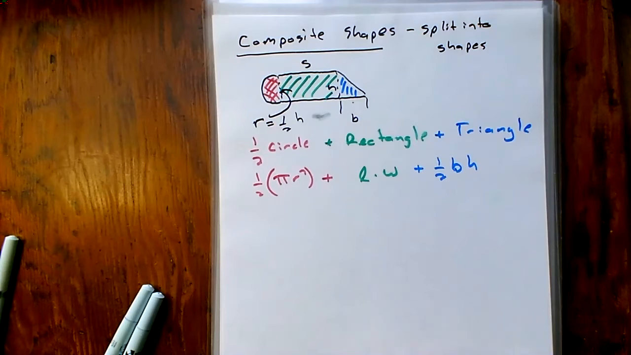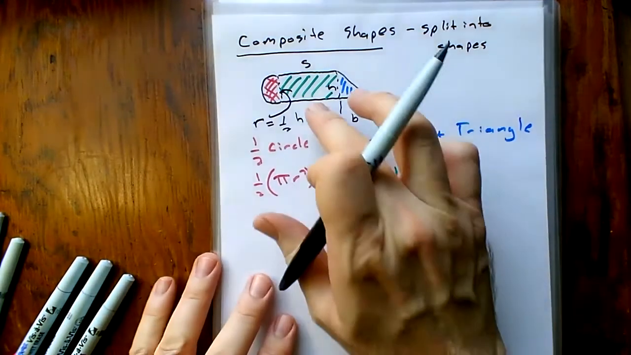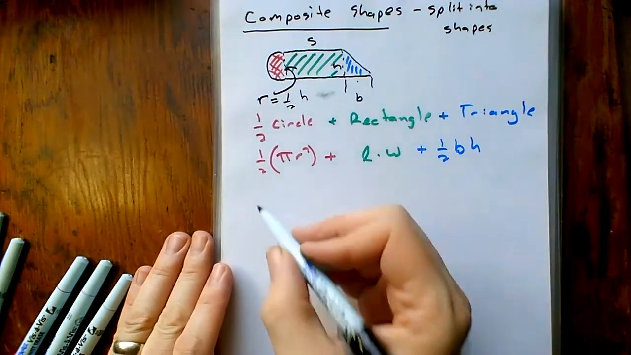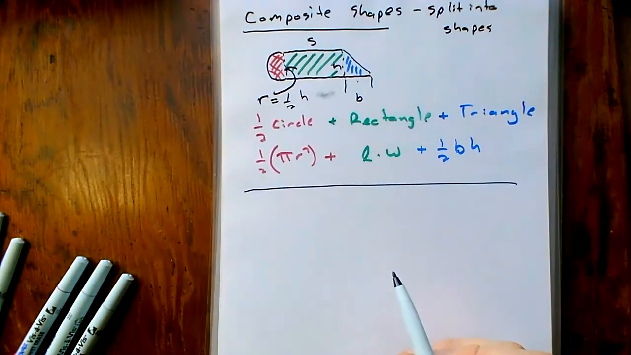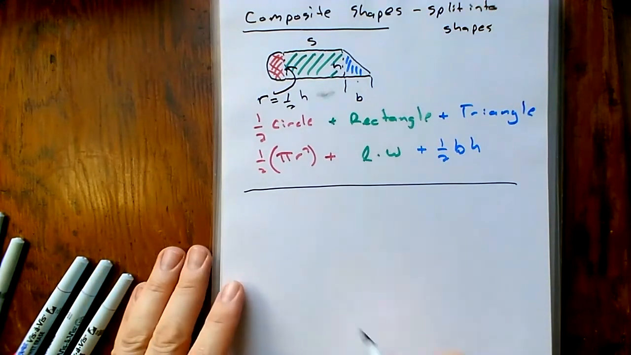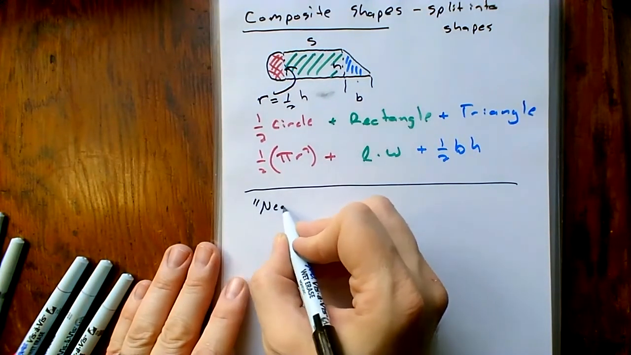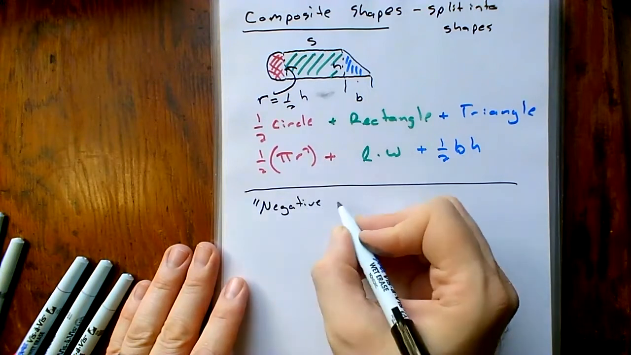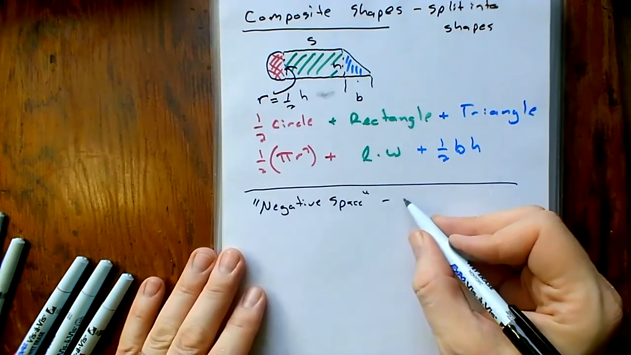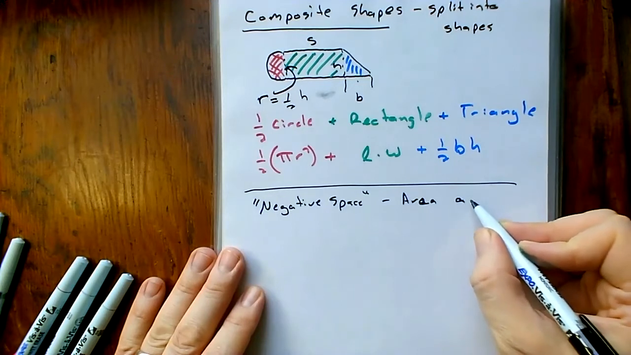Now aside from composite shapes, and by the way, if you need to pause and take notes, by all means do so. But beyond composite shapes, we've also got things like perimeter shapes, or you might think of it as negative space. Say you've got, I'll put this as negative space, this would be like an area around something.